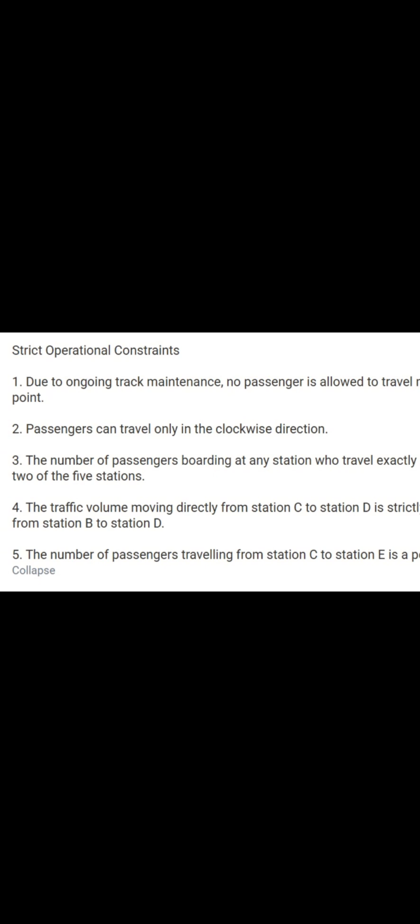The number of passengers boarding at any station who travel exactly 2 stations away is an odd number for exactly 2 of the 5 stations. We'll come to this later.